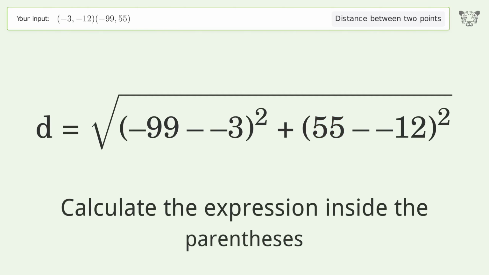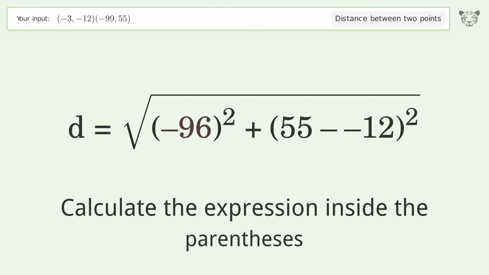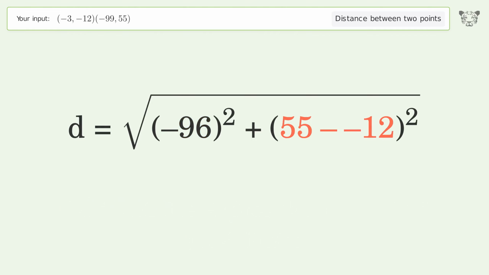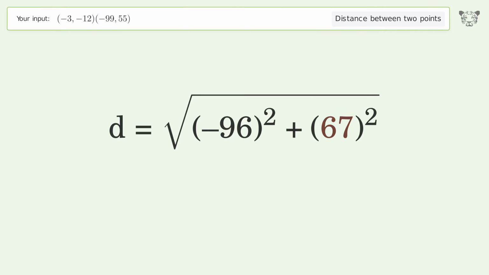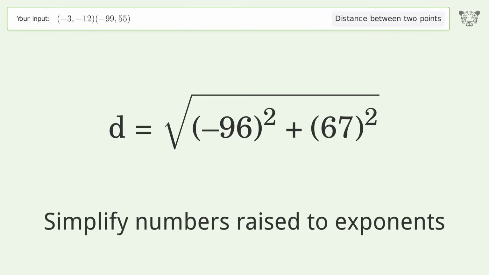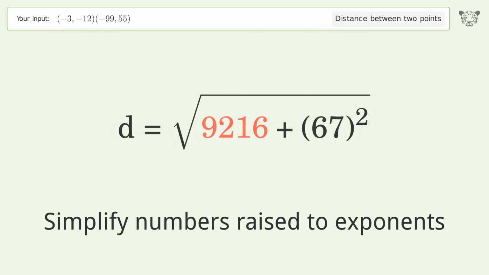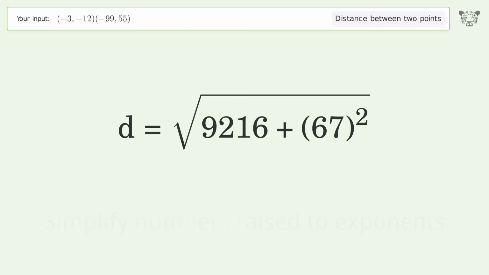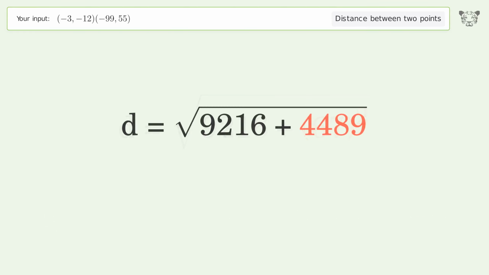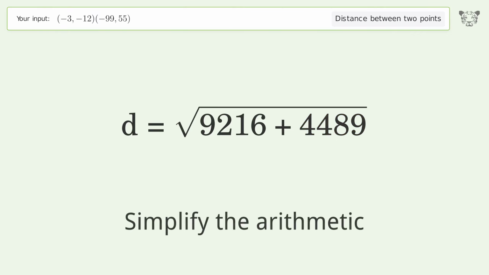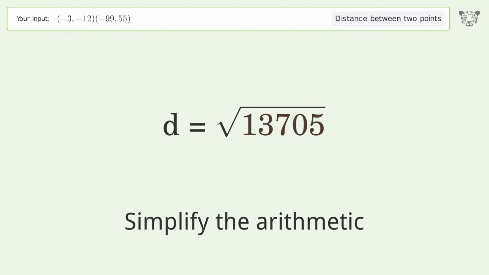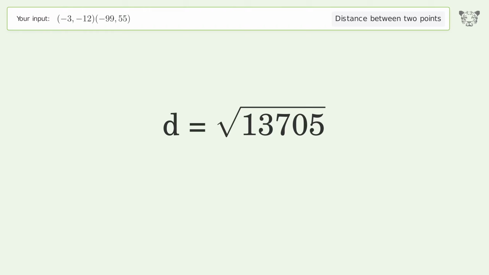Calculate the expression inside the parentheses. Simplify numbers raised to exponents. Simplify the arithmetic. And so the distance between the 2 points is the square root of 13,705, or 117.068.